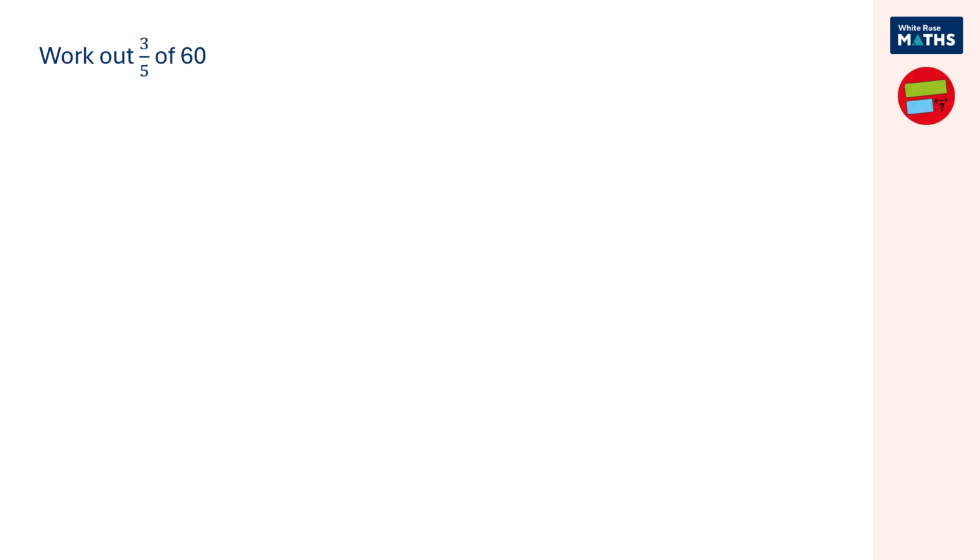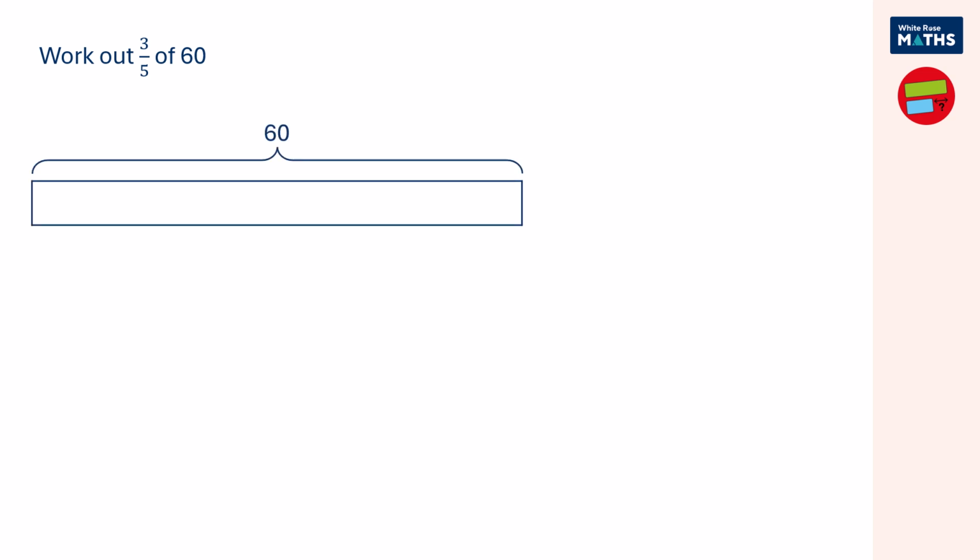Again, here is a bar model to obviously show it. Work out 3/5 of 60. So again, we divide by 5. So 60 divided by 5 is 12. 12 times 3 is 36. Okay, so well done if you got that. So each rectangular bar represents 12.